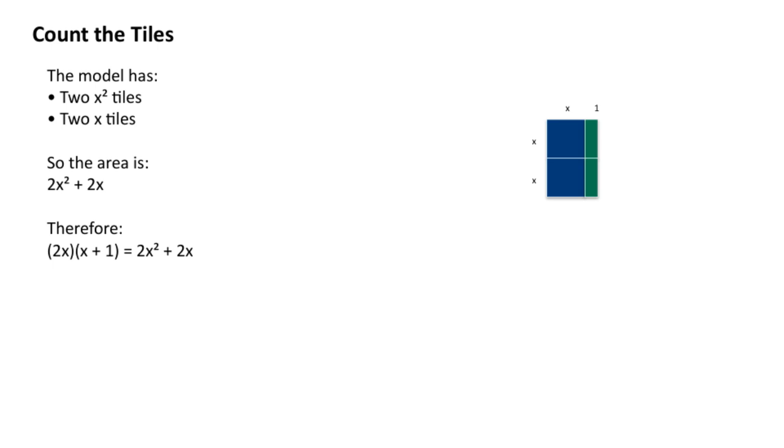Now notice that we can factor this expression by taking out the common factor, which is 2x. When we do that, we're left with x plus 1. So the entire area can be written as 2x times (x plus 1).